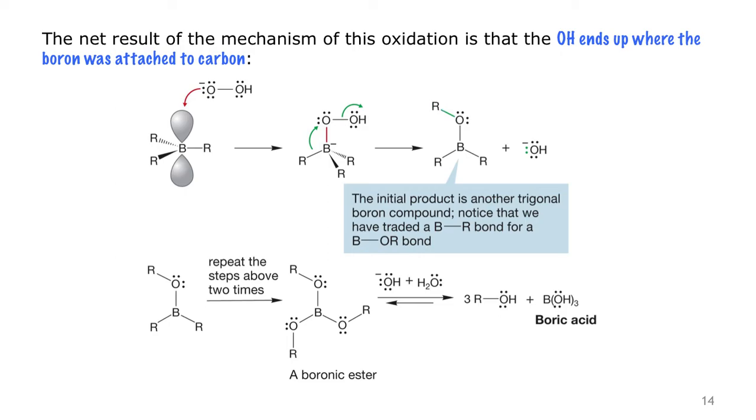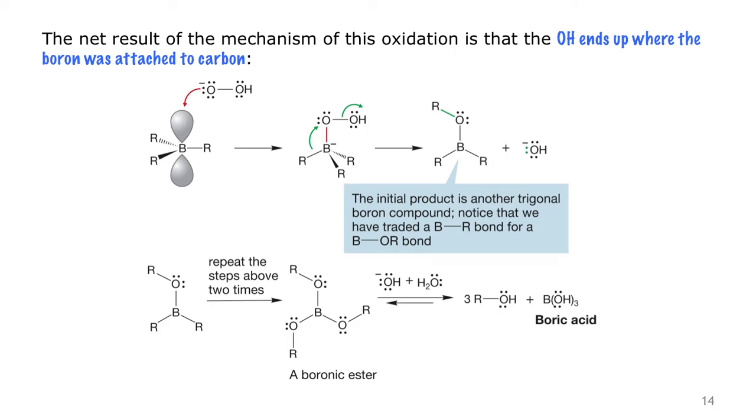Well, this can happen to the other alkyl groups in the same way. So we get another addition of peroxide to the boron, another migration of alkyl group, and then it happens a third time. And so that's what's indicated here, that this initially formed compound undergoes addition, migration of alkyl group, and loss of hydroxide two more times. And you end up with this compound, which is similar to what we started with. We've just inserted an oxygen into the boron-carbon bonds. And this is known as a boronic ester.